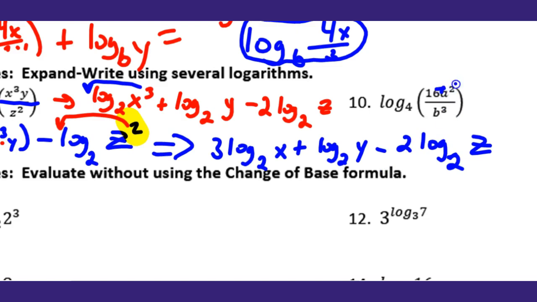So when I get this log, I move that 2 out front. And then right here is division, so I need to subtract that. And then there's a power, so move that out front. So minus 3 log base 4b.